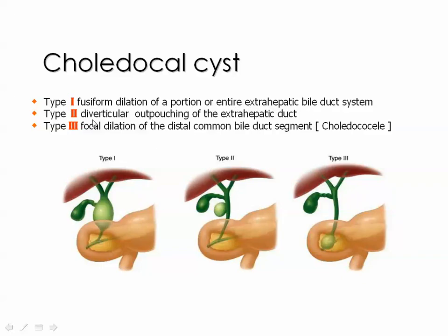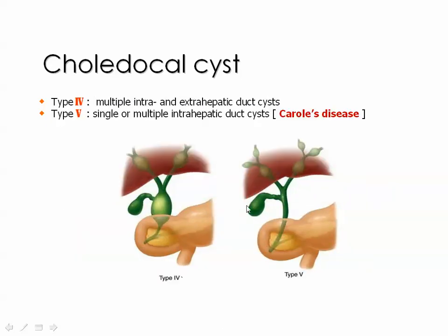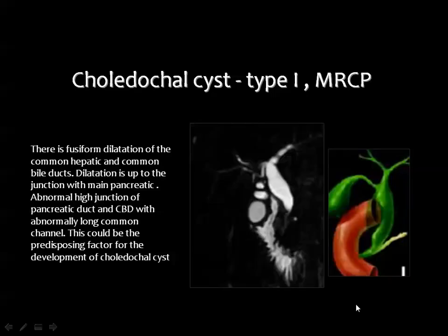And type 2 is diverticular outpouching from the extrahepatic biliary radicals. Type 3 is a focal dilatation of the distal part of the common bile duct, which is known as choledochocele, and is usually similar to the ureterocele in the ureter. Type 4, dilatation of the intra and the extrahepatic biliary radicals. Type 5, cystic dilatation of the intrahepatic bile ducts, and this is known as Caroli disease.